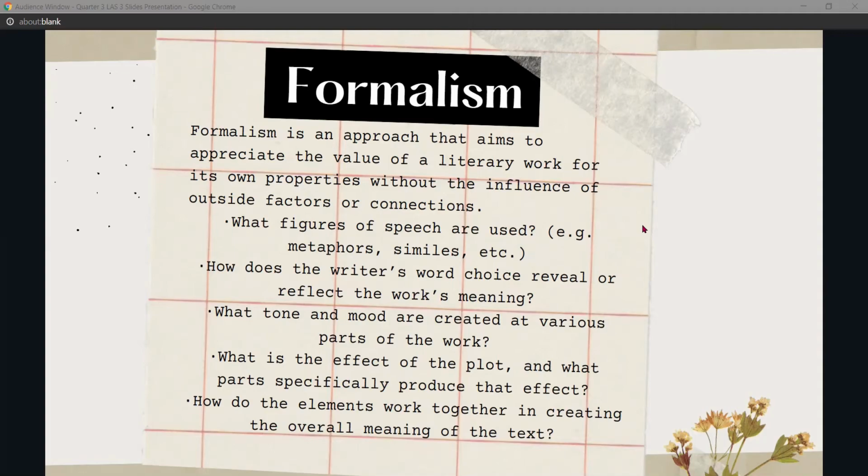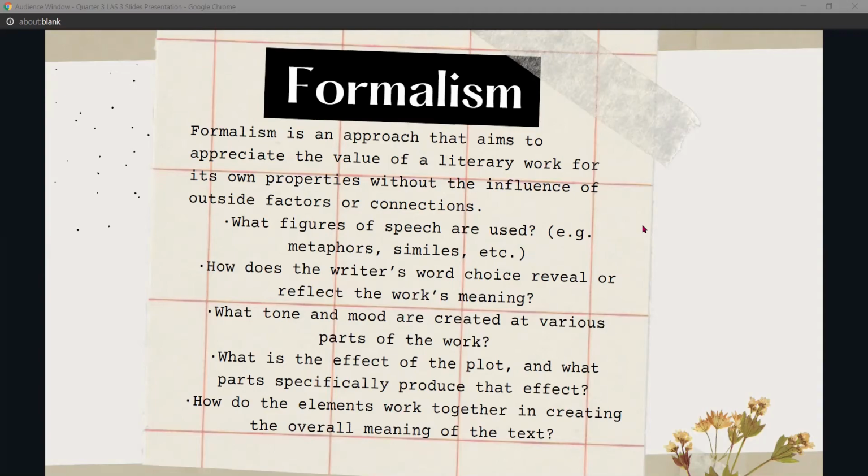What figures of speech are used? Metaphors, similes, etc. How does the writer's word choice reveal or reflect the work's meaning? What tone and mood are created at various parts of the work? What is the effect of the plot and what parts specifically produce that effect? How do the elements work together in creating the overall meaning of the text?